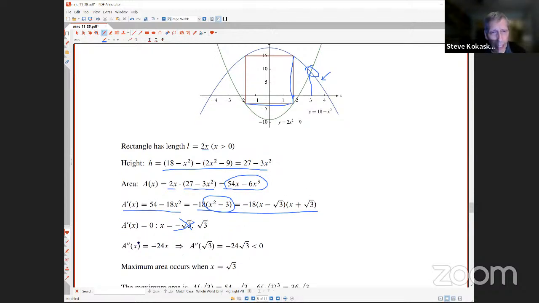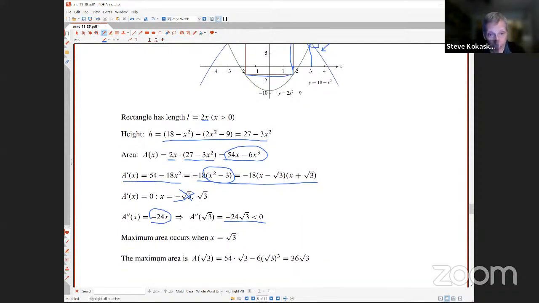Let's take a look at the second derivative here for a little variety. There it is. When I evaluate the second derivative at the square root of 3, it is negative. So I have one critical value in the domain 0 to 3 open. The graph is concave down at that point, and therefore the maximum area occurs at x equal to the square root of 3. I plug that into this expression for A, and the maximum area turns out to be, I believe, exact analytically, 36 times the square root of 3. Cool problem.